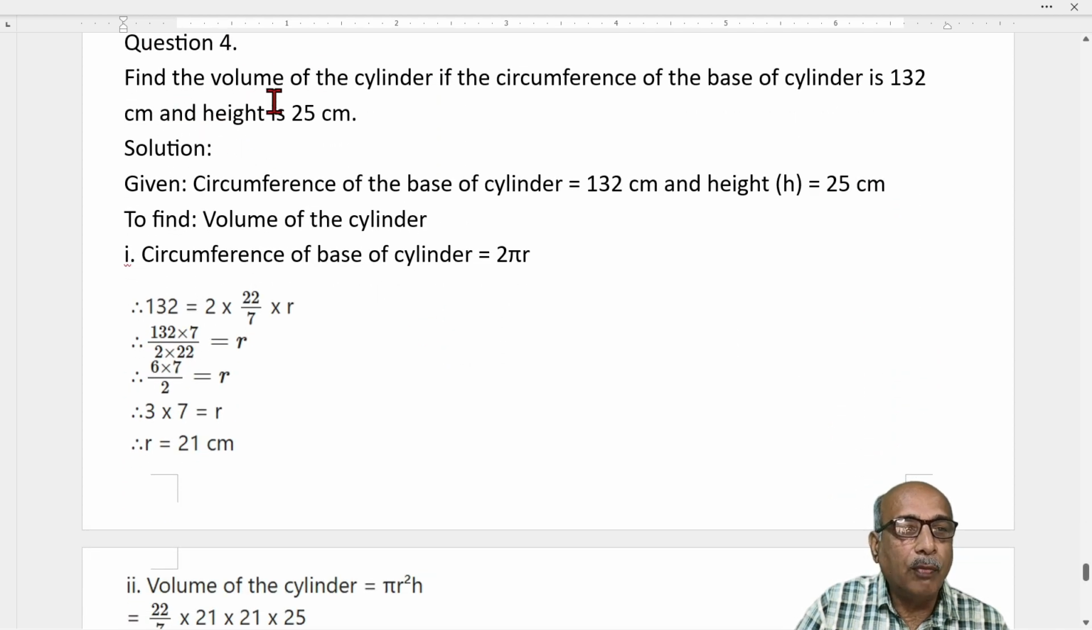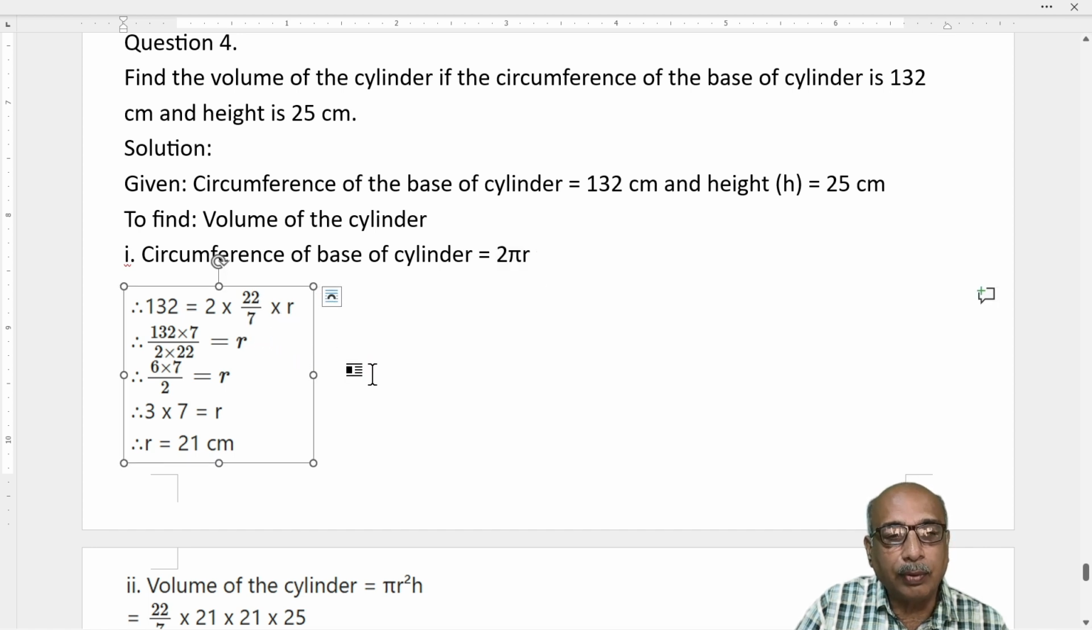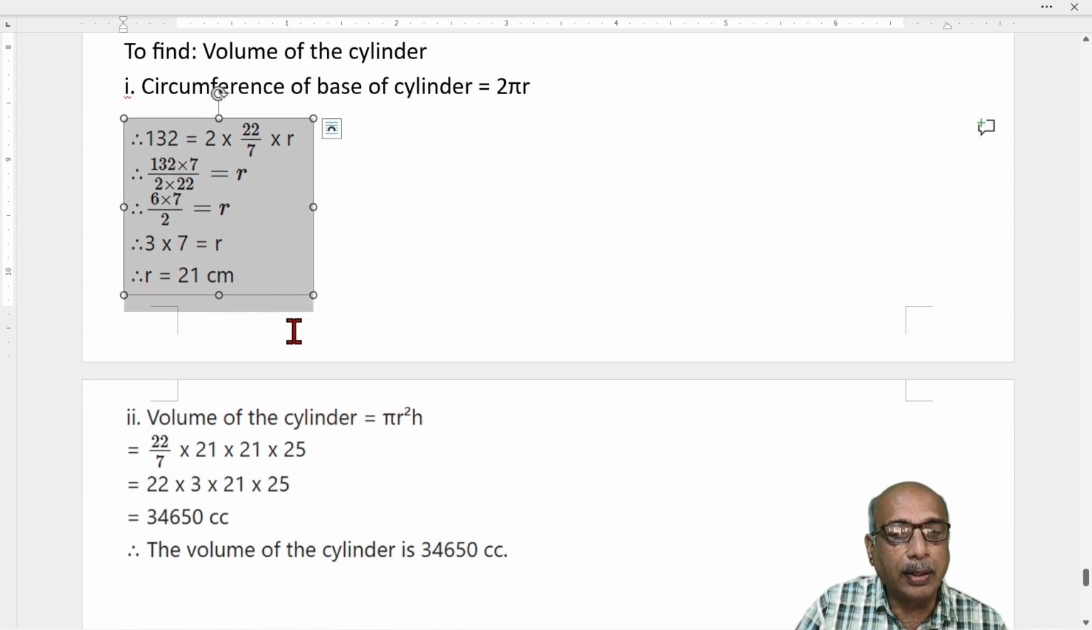Question 4. Find the volume of the cylinder if the circumference of the base of the cylinder is 132 centimeter and height is 25 centimeter. We have to find out the volume of the cylinder. Formula to calculate the circumference of the base of cylinder is 2 pi r. So 132 equals 2 into 22 by 7 into r. From this we can get the value of r. r equals 21 centimeter.